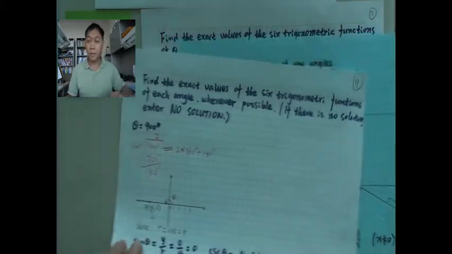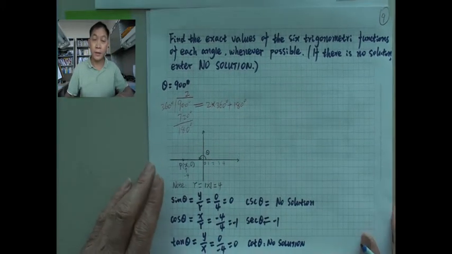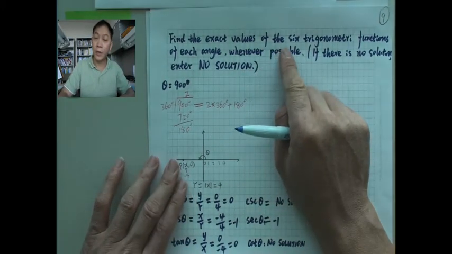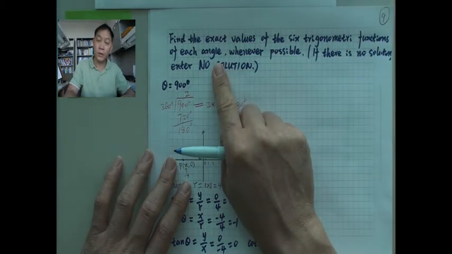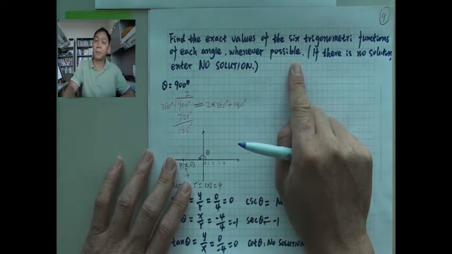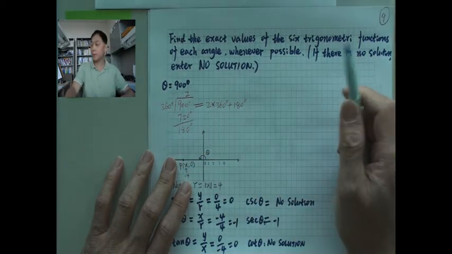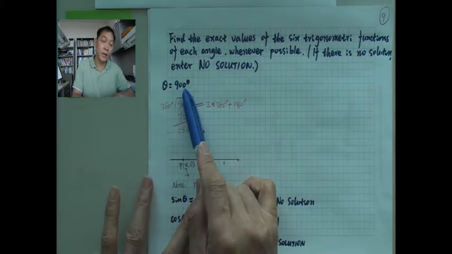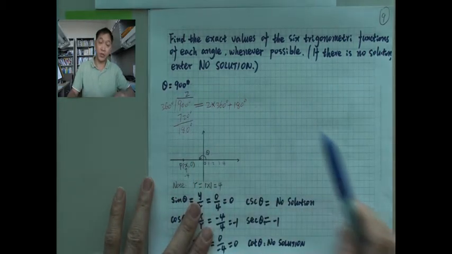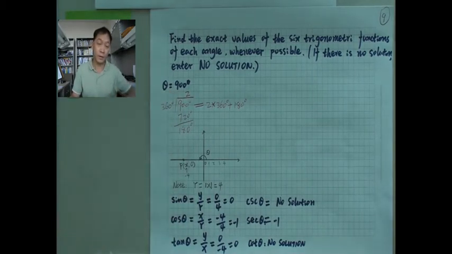Here is another example. This example says that find exact values of the 6 trigonometric functions of each angle whenever possible. If there is no solution, enter no solution. And here we are given theta is 900 degrees. You see, this is apparently no longer an acute angle.